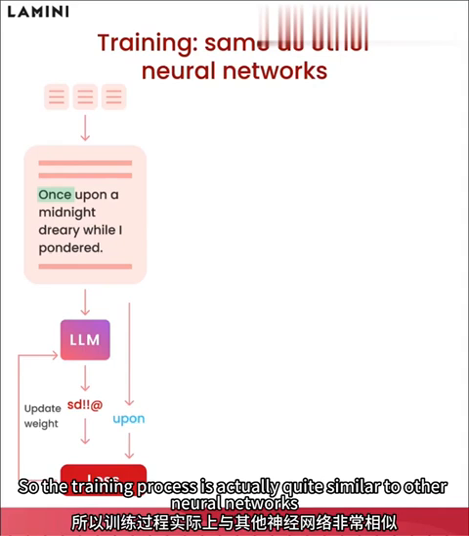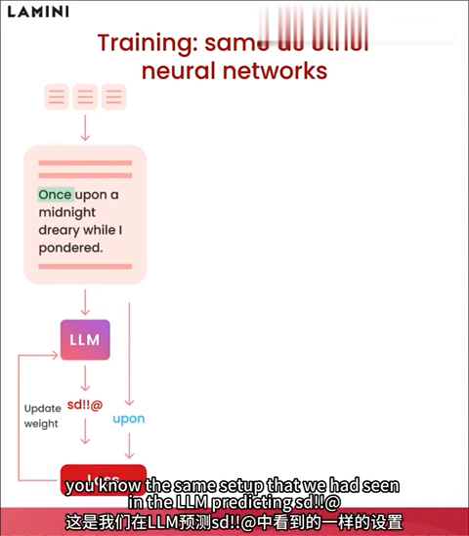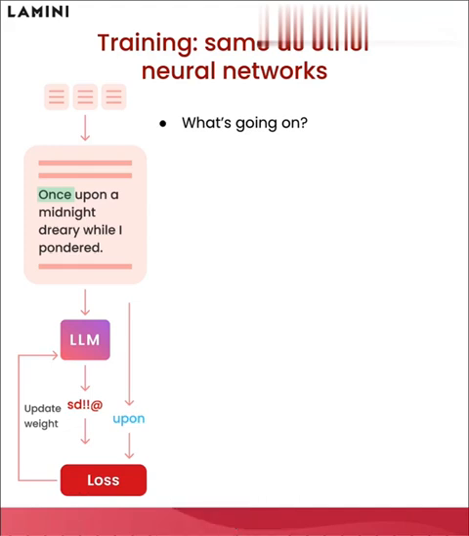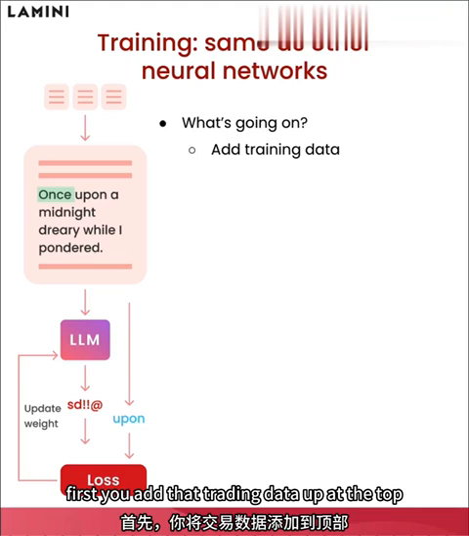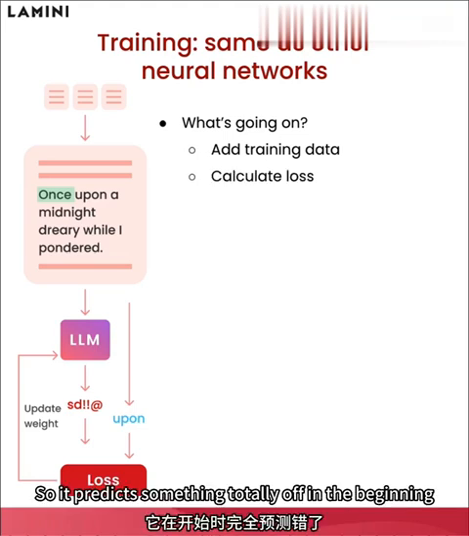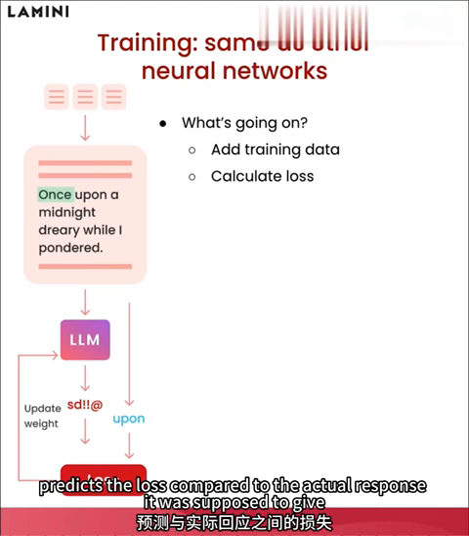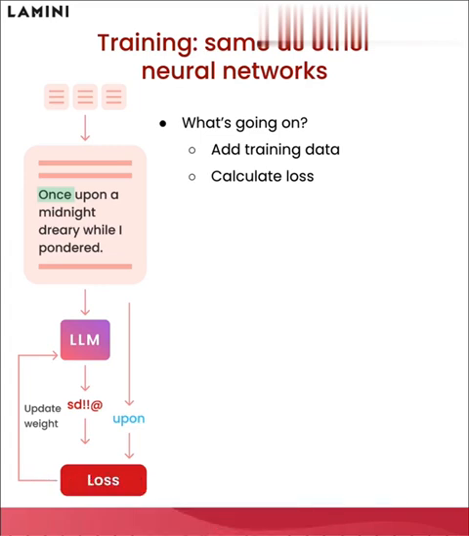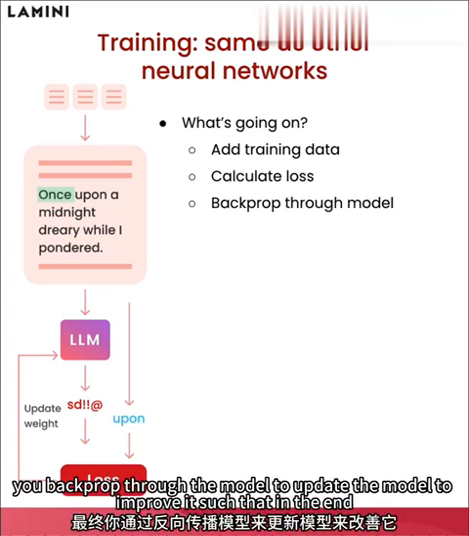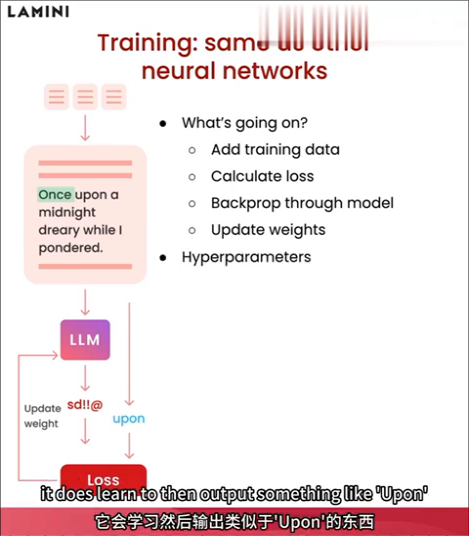So the training process is actually quite similar to other neural networks. As you can see here, the same setup that we had seen, the LLM predicts something. What's going on? Well, first you add that training data up at the top, then you calculate the loss. So it predicts something totally off in the beginning, and you compute the loss compared to the actual response it was supposed to give, that's a pawn. And then you update the weights, you backprop through the model to update the model to improve it such that in the end it does learn to then output something like a pawn.